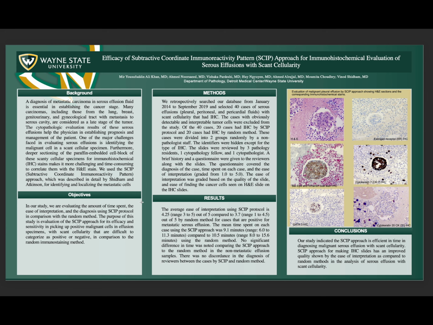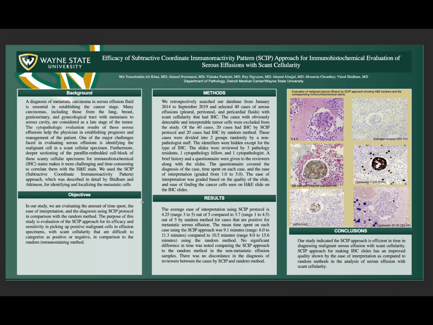The cases with obvious detectable and interpretable tumor cells were excluded from the study. Of the 40 cases, 20 cases had immunohistochemical staining by SCIP protocol and 20 cases had immunohistochemical staining by random methods. These cases were divided into two groups randomly. The identifiers were hidden except for the type of immunohistochemical stain. The slides were reviewed by 3 pathology residents, 1 cytopathology fellow and 1 cytopathology attending. A brief history and a questionnaire were given to the reviewers along with the slides.